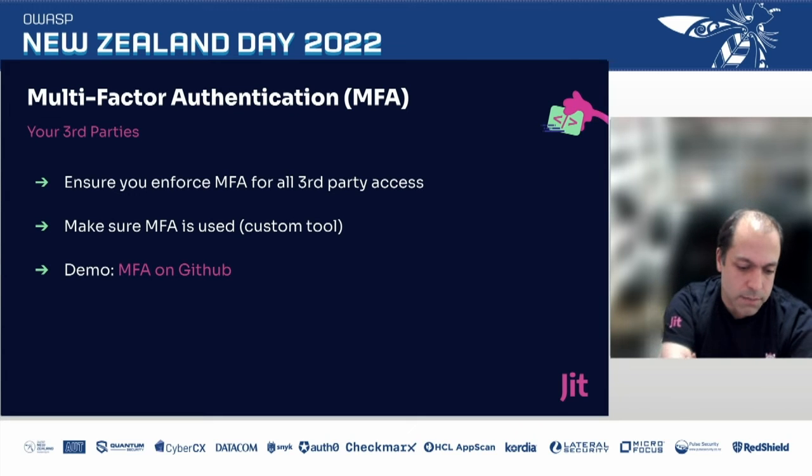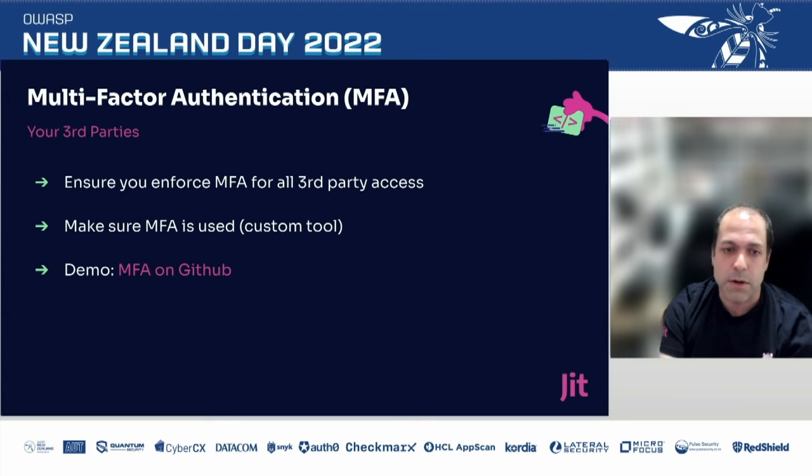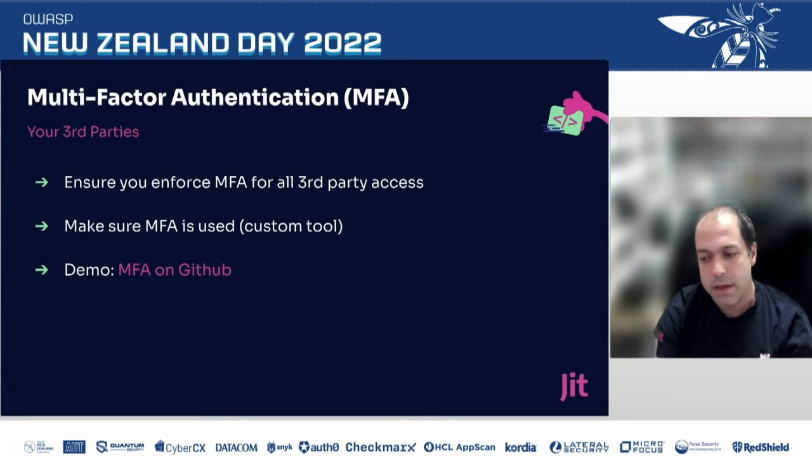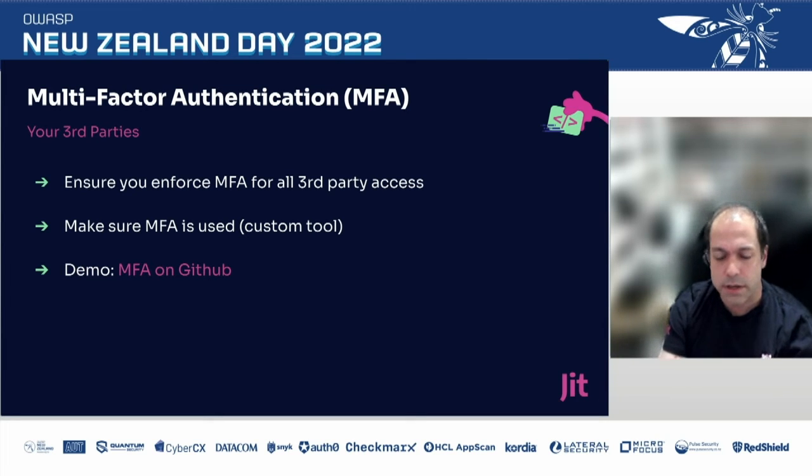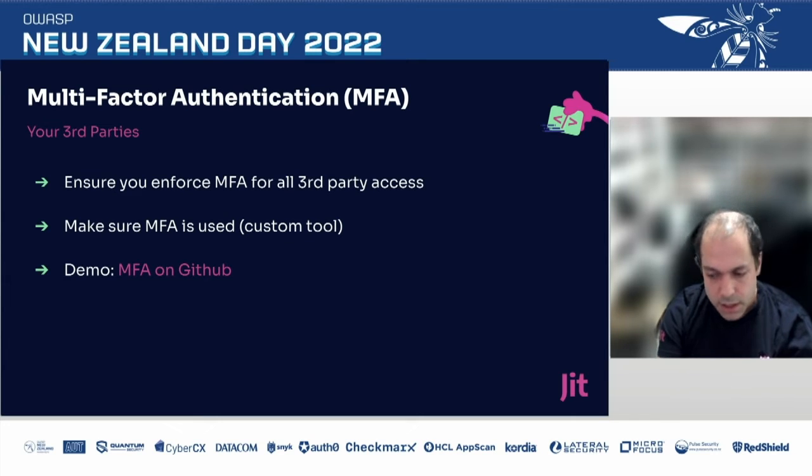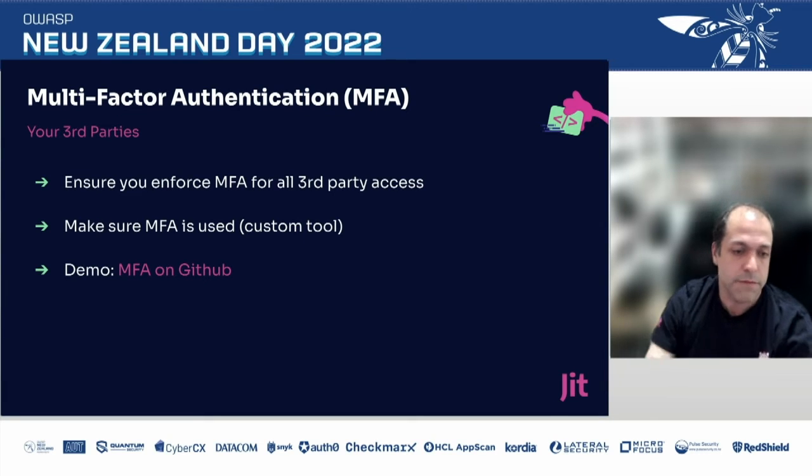And finally, we talked about how it's required to ensure that you have MFA enabled for all your third parties. For example, you want to make sure that your GitHub account is secure and you have MFA for all your different users. For that, I didn't find any open source tools, so I built one myself. It's actually a few lines of Node.js leveraging the GitHub API to ensure that there are no users in the organization that don't have MFA enabled.